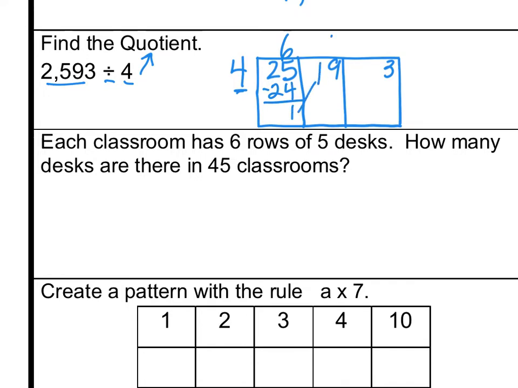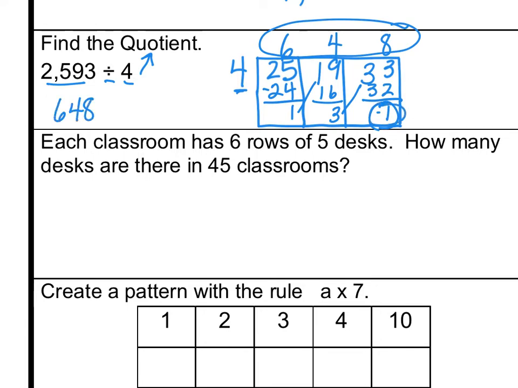Okay, 4 into 19, 4 times, because 4 times 4 is 16. That's a difference of 3. It comes up. And groups of 4 out of 33 would be 8, because 8 times 4 is 32. Difference of 1, so this is our remainder. So what's on top becomes our answer, and don't forget your remainder. So final answer, 648, with a remainder of 1.